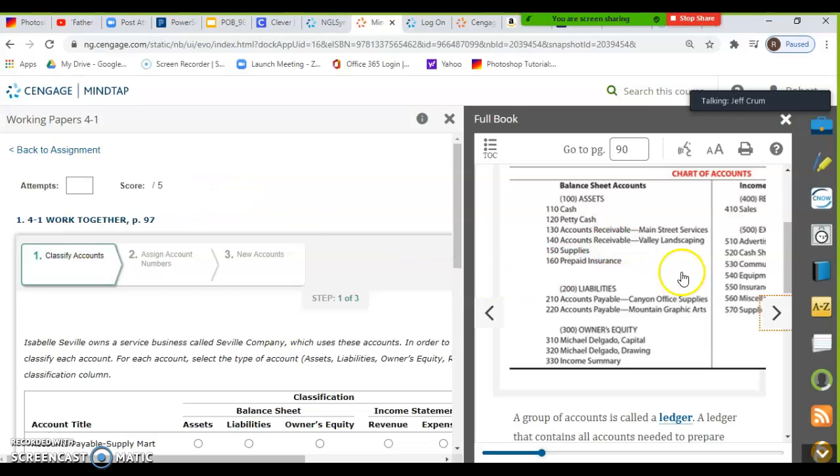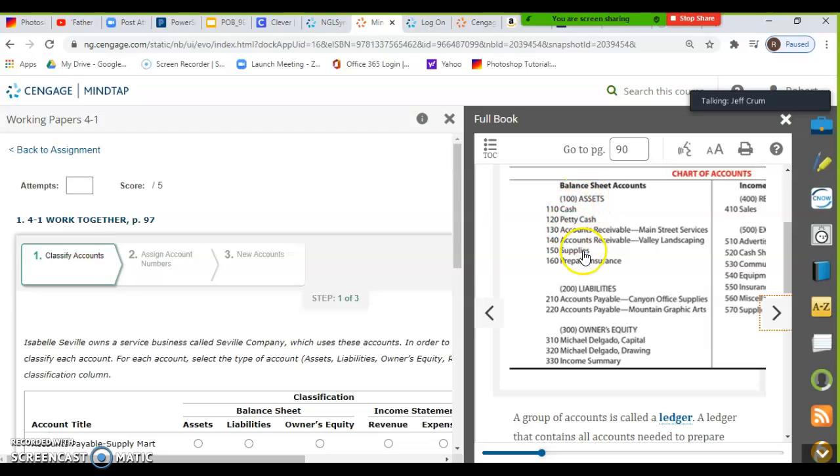So 4-1, so here's our chart of accounts in the book, and I wish you could see the whole page of this. Wish it would be better. I'm working on a solution for that. Hopefully I'll have something done in the next few days. But you can see how all the accounts are grouped together.